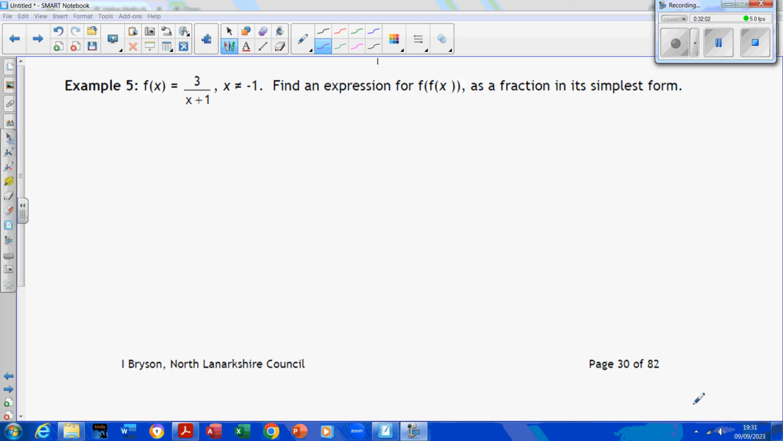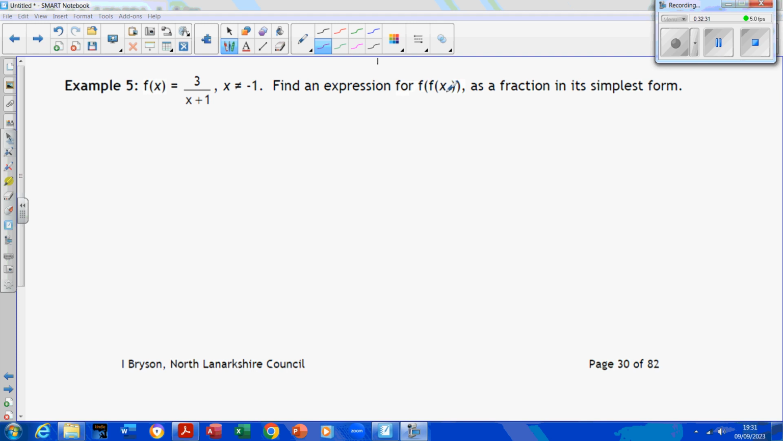Okay, example 5 in your notes. We've got f(x) is equal to 3 divided by x plus 1. Now here it's saying x is not allowed to be minus 1. They're stating the domain. You don't need to worry about it, but that's why that's there, because the denominator cannot be equal to 0, so x plus 1 cannot be equal to 0. Take 1 away from both sides. x cannot be equal to negative 1. So that's been there when you were doing National 5, you just didn't really know what it was all about.